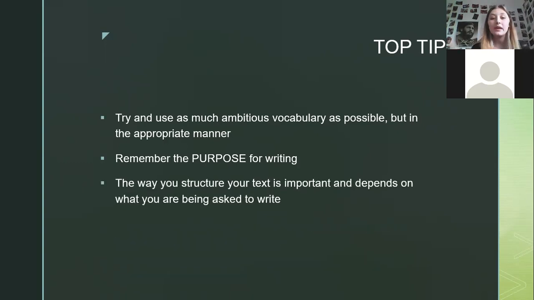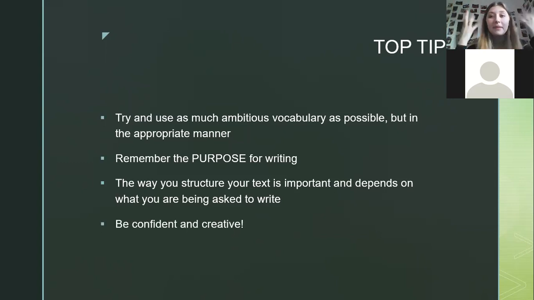And the way you structure your text is important, and it depends on what you're being asked to write. So like we were saying before, letters: address, date, who it's to, body, yours sincerely or yours faithfully, name. But a newspaper is obviously different. You've got title, subtitle, maybe a body here, body here. You might even have a little picture. It depends on what it is.